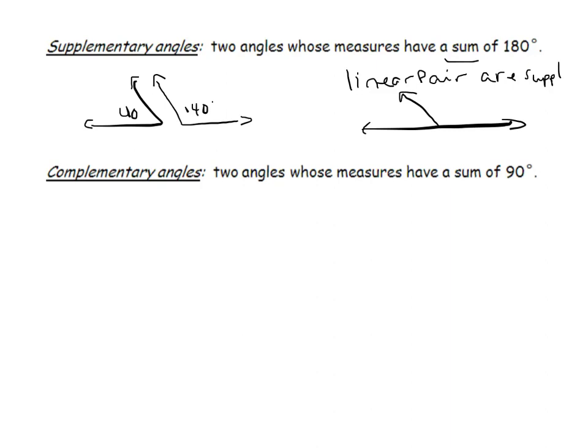Next one's going to be complementary angles. Complementary angles, very similar. It's just instead of having a sum of 180 degrees, we have a sum of 90 degrees. So this could be, for instance, a 30-degree angle.